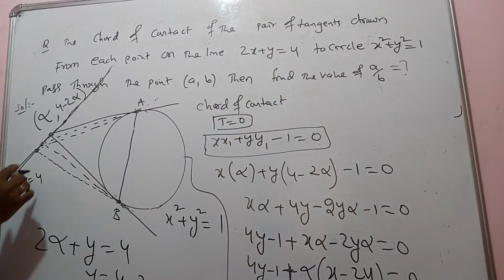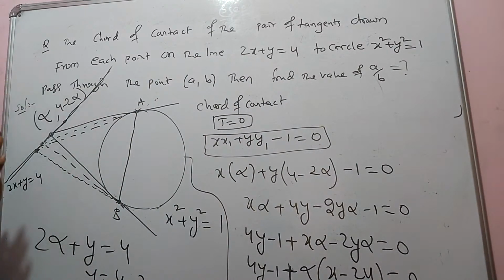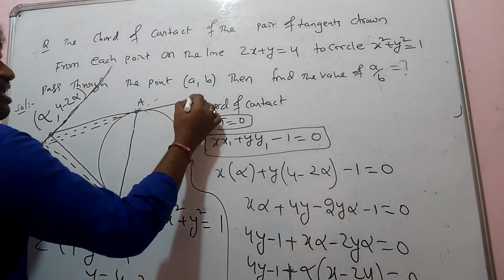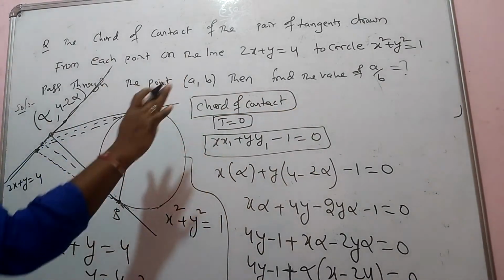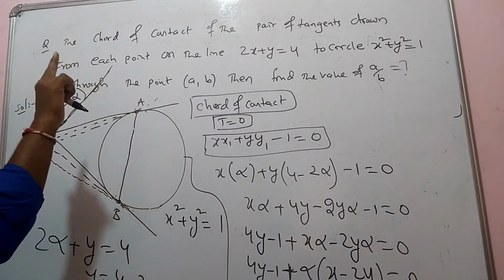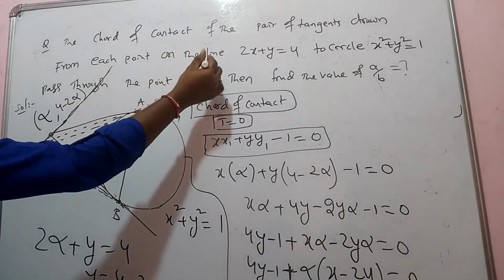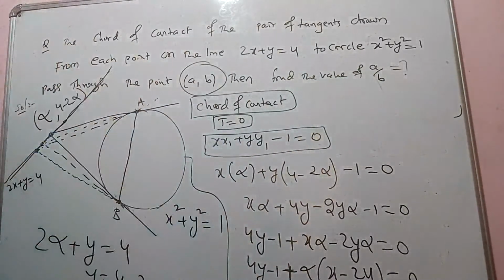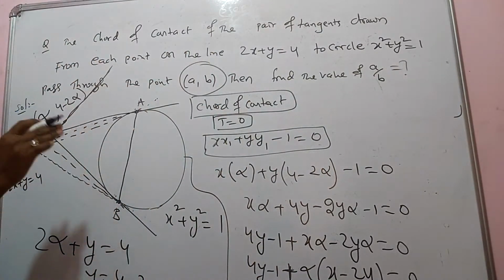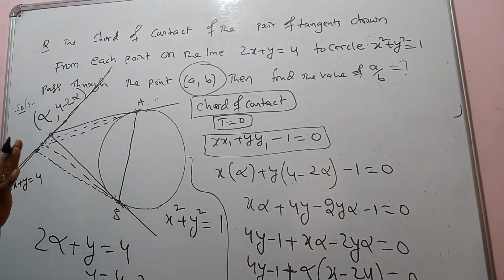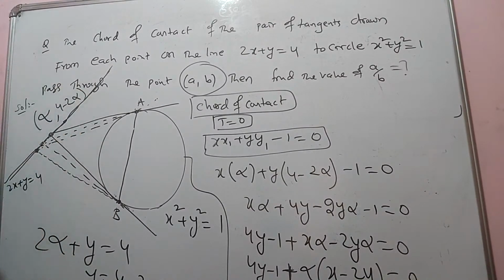This is the question. So we are taking a general point on this line, alpha comma 4 minus 2 alpha, and we know the chord of contact formula. The question is saying the chord of contact is always passing through a point A comma B. So you find that point and then you find the ratio. The chord of contact is a line, behaving as a family of lines.